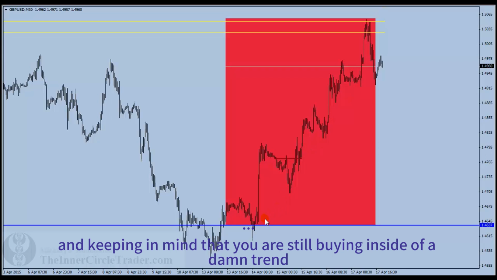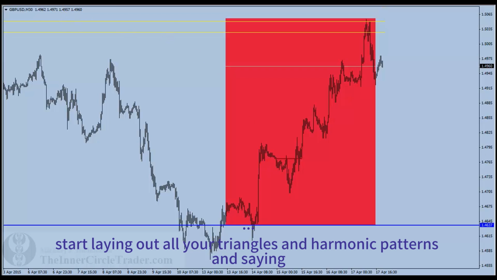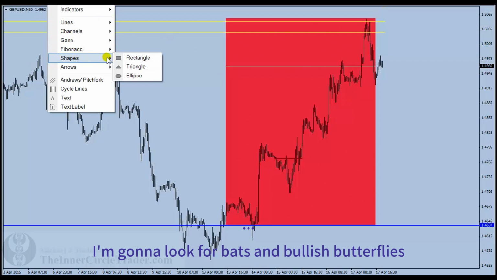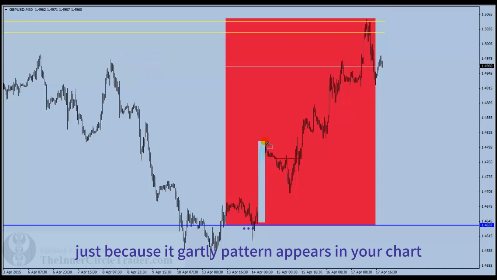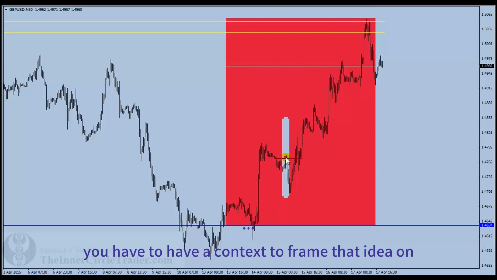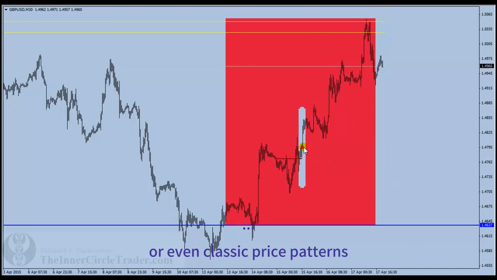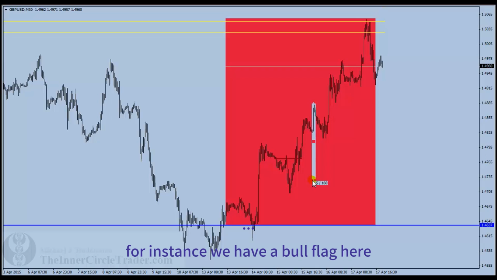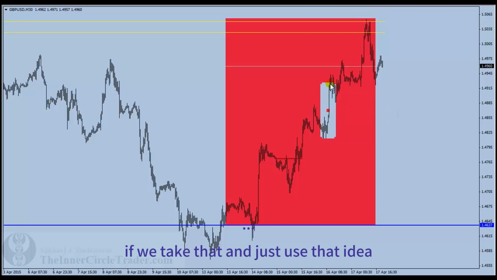For instance, we have a bull flag here. Big bull flag right there. If you understand that, we take that and use the flagpole idea and project that from here, you get pretty good symmetry. See that? And you have another bull flag here, up and down. Take that over here and measure it here, extend it from the low. Nice little opportunity to take some profits there. Again, classic bull flag right in here.